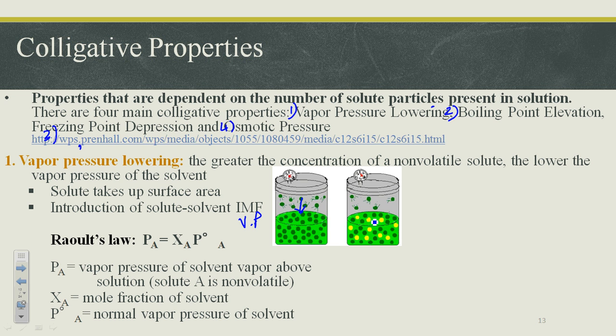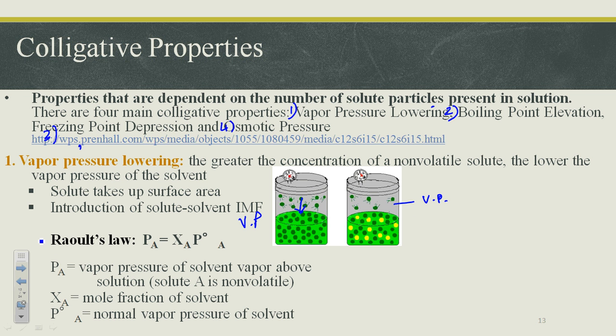Now, when you add a non-volatile solute to the solvent, two things happen. One, the available surface area for these particles to escape becomes lesser. Also, solute-solvent interactions cause greater intermolecular force, so the particles don't escape as much. Hence, the vapor pressure is lowered when you add a non-volatile solute to a pure solvent.